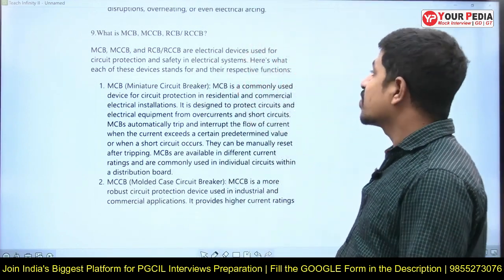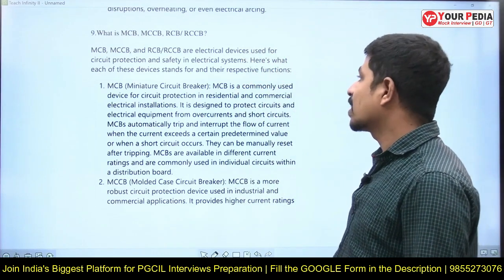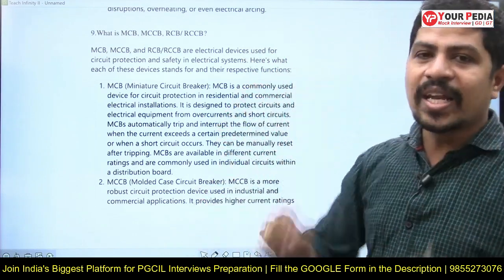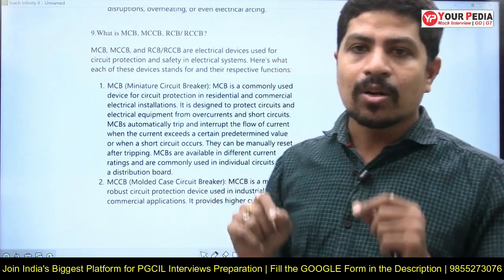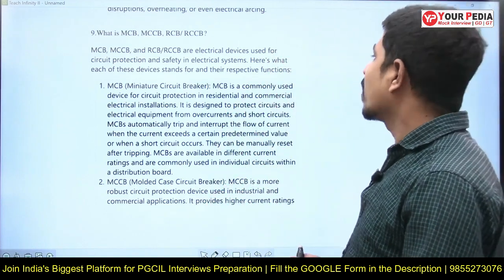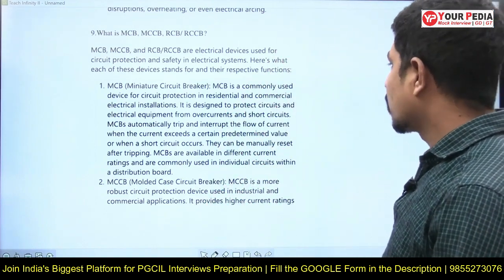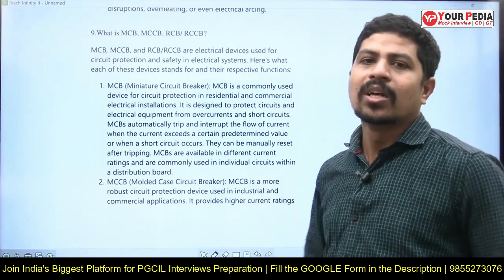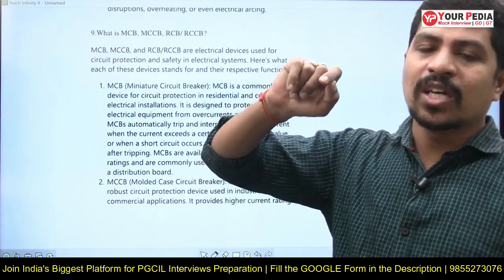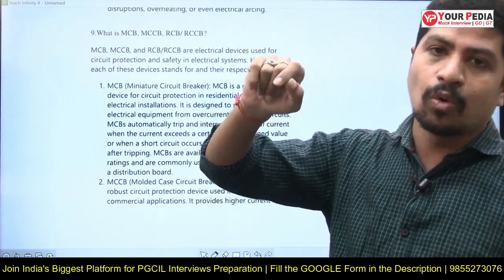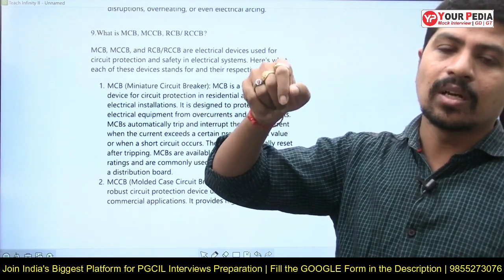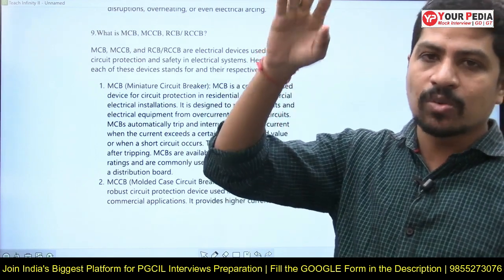What is MCB, MCCB, RCB, or RCCB? For any interview, these are very, very important questions. What is MCB? Miniature circuit breaker. It is a small circuit breaker. If an overload takes place or high current or short circuit current flows, then immediately at our home, that MCB is going to trip.